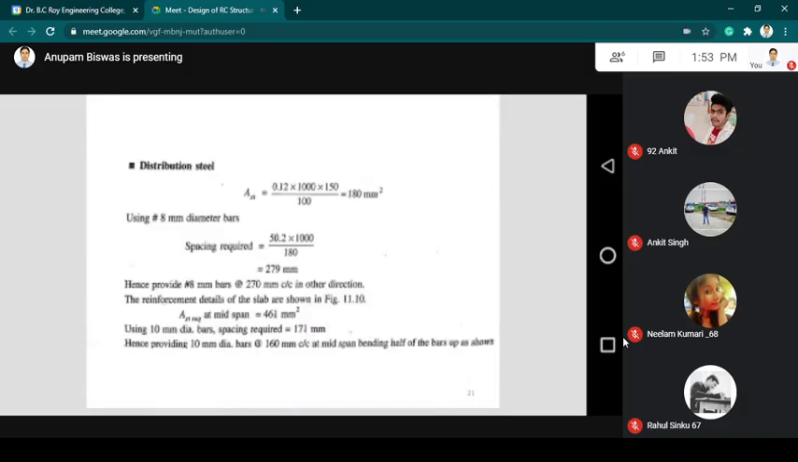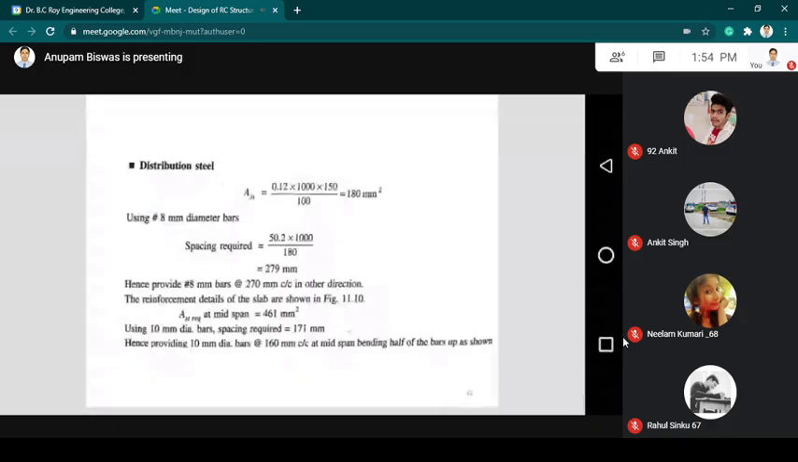Next part is the distribution steel. For distribution steel, the area of reinforcement required is 180 mm². Now, if we take an 8 mm bar, the spacing of the bar is the bar area of cross section into 1 meter width, that is 1000 mm, divided by 180. From here we get the required spacing as 270. We can provide spacing less than this. So let us consider 270 mm center to center spacing of 8 mm bars in the other direction for the distribution steel.